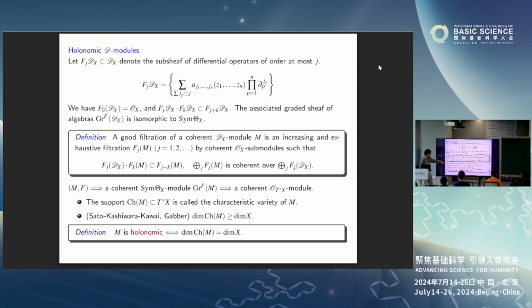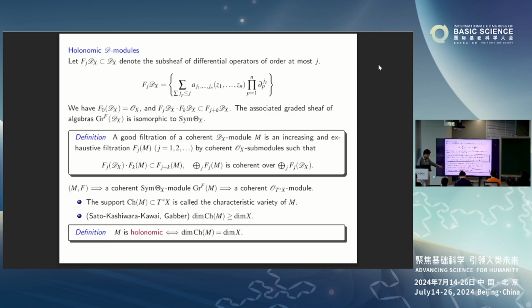Then, from such a good filtration, by considering the associated graded object, we obtain a coherent sheaf on the cotangent bundle of X. I mean, the associated graded algebra of D_X is the symmetric tensor product of the tangent sheaf, so we can obtain a coherent sheaf on the cotangent bundle of X. And the support of the coherent sheaf is called the characteristic variety of the D-module.